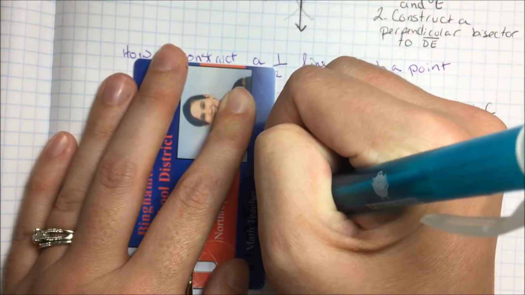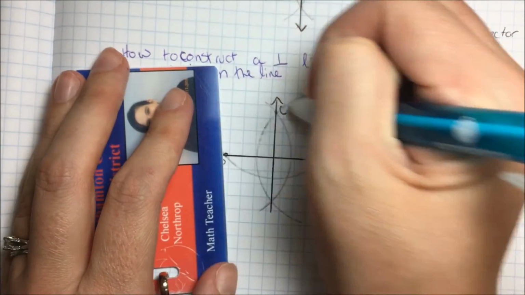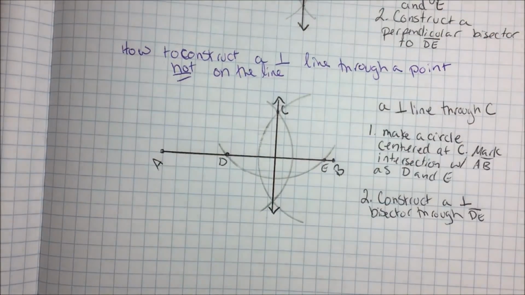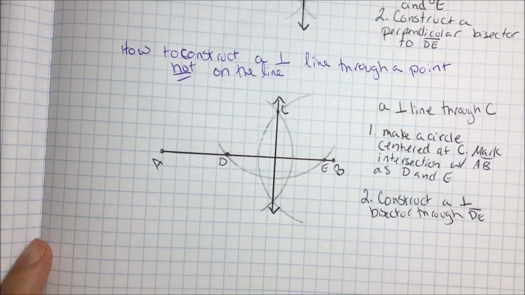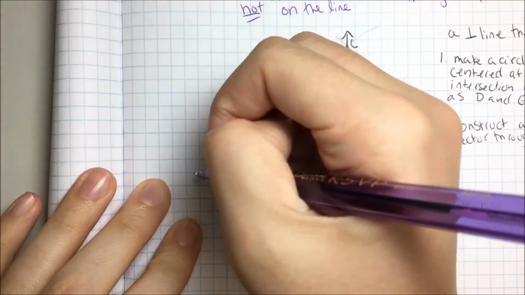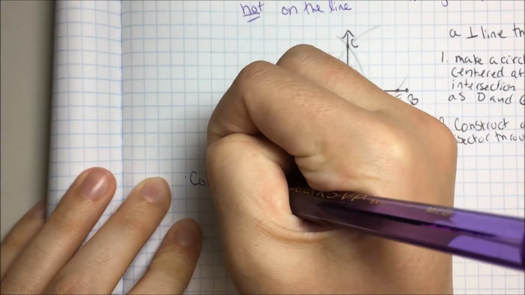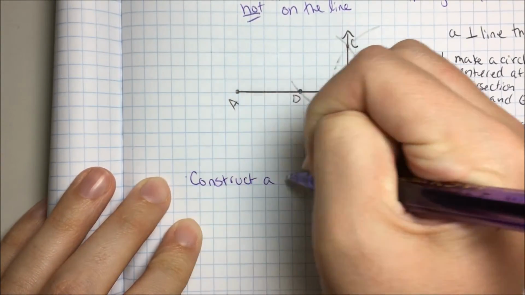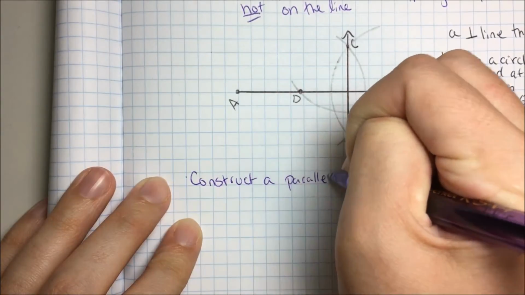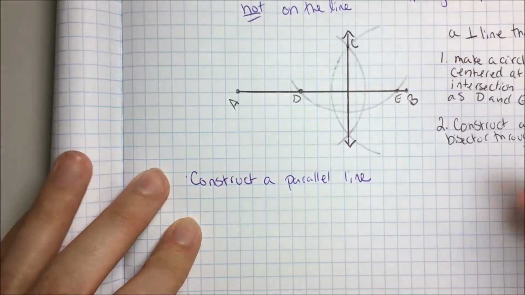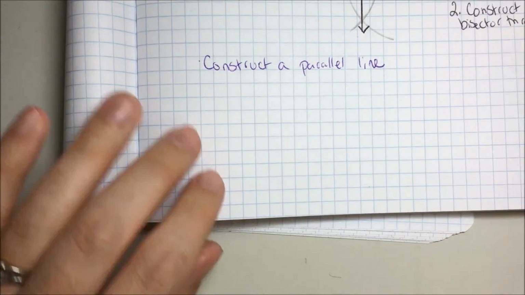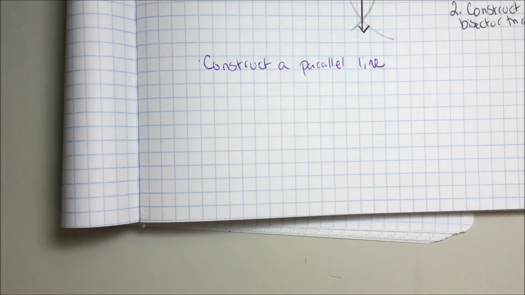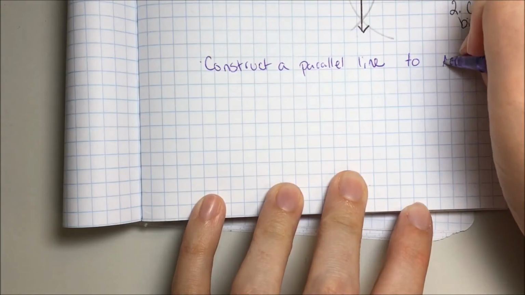All right, there we go. So now there's my perpendicular line through C to AB. All right, last thing we need to do is make a parallel line. So I'm going to make a parallel line to AB.